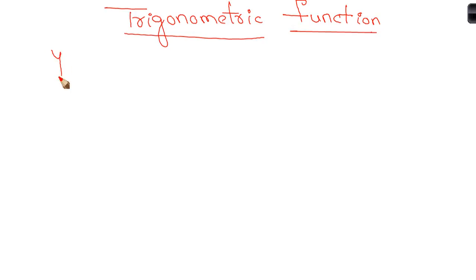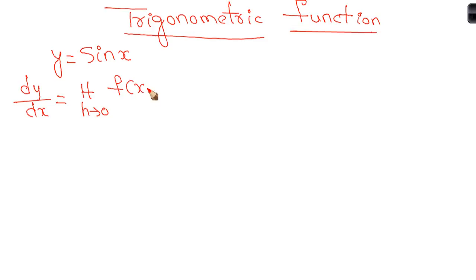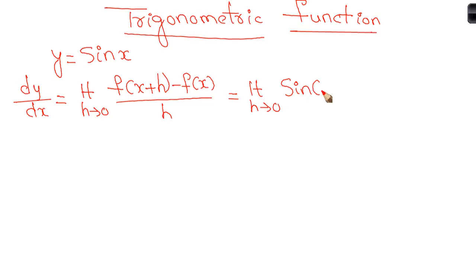So take a function y is equal to sin x, or f of x is equal to sin x. I would like to find dy by dx. What does the first principle say? The first principle is limit h tends to 0, f of x plus h minus f of x, by h, that is equal to limit h tends to 0, sin of x plus h minus sin x, by h.